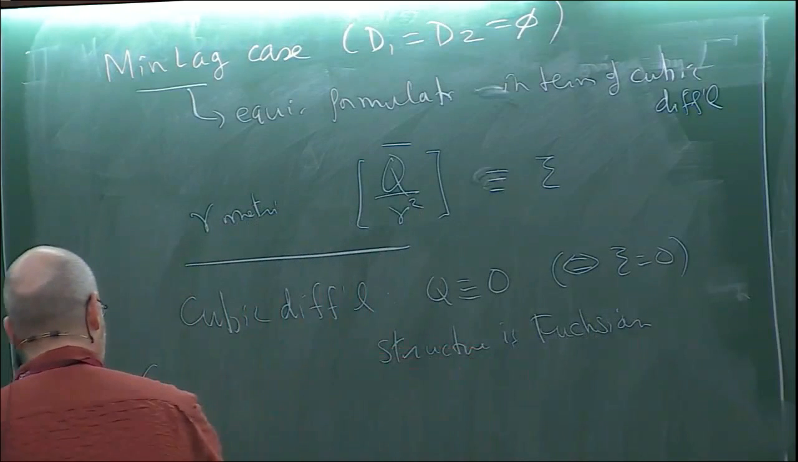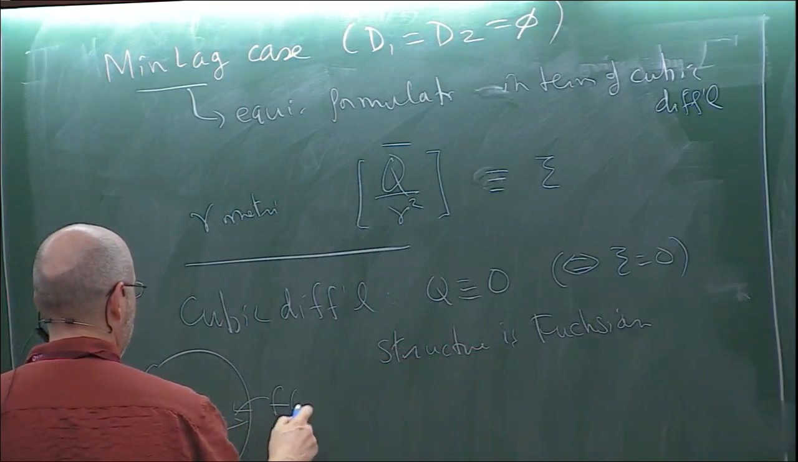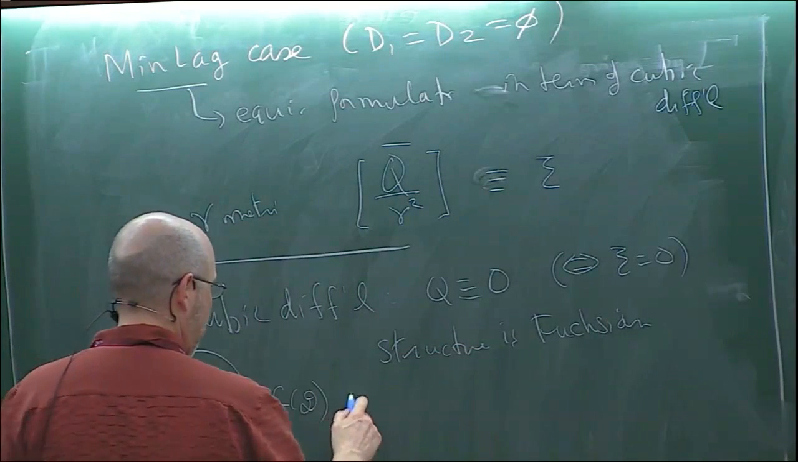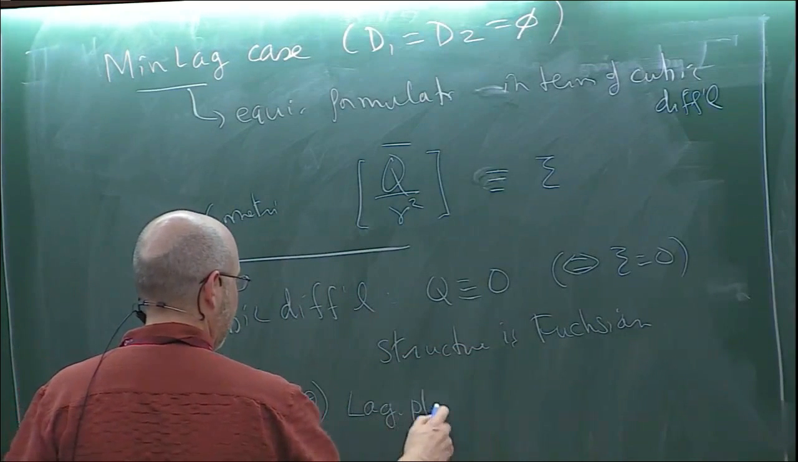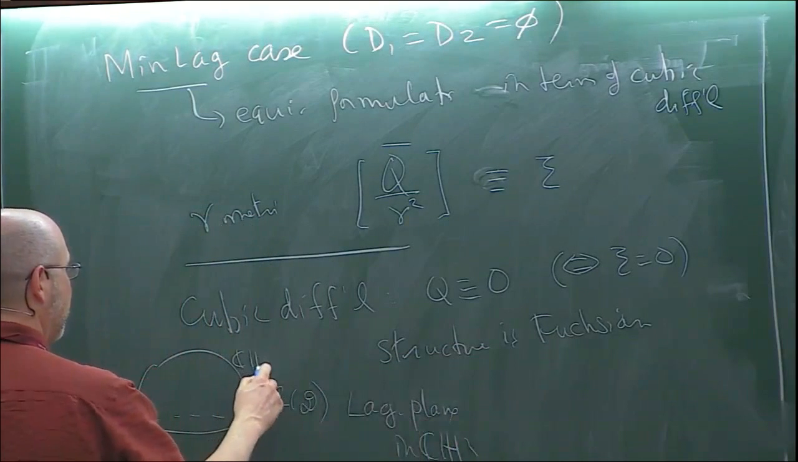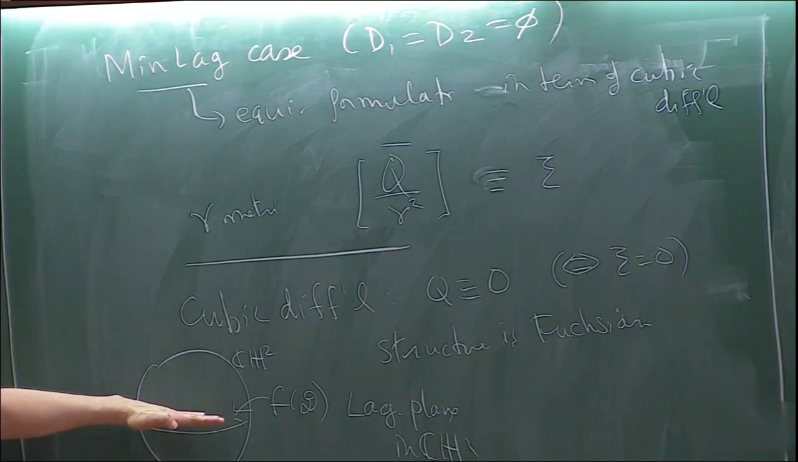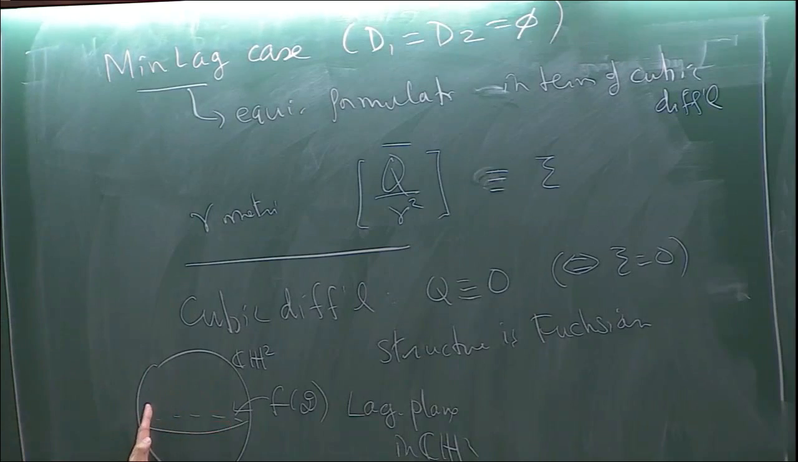And by Fuchsian, I mean that when you develop this plane out, this is just going to be a standard Lagrangian plane in CH2. And with this standard Lagrangian plane, you can see that the normal bundle is quite nice. You have a normal bundle of Lagrangian planes.